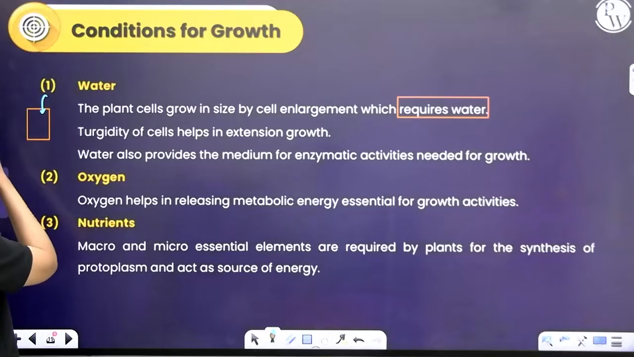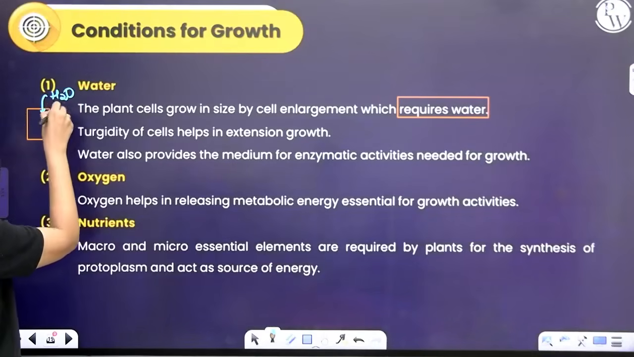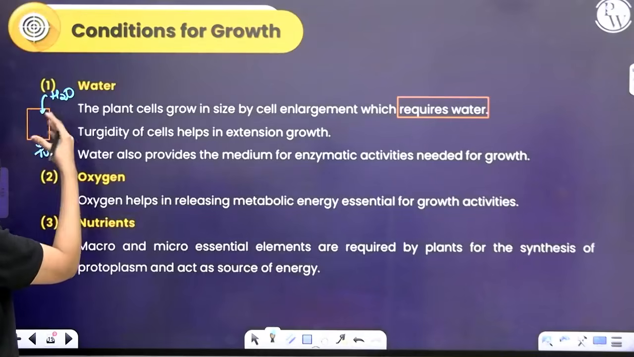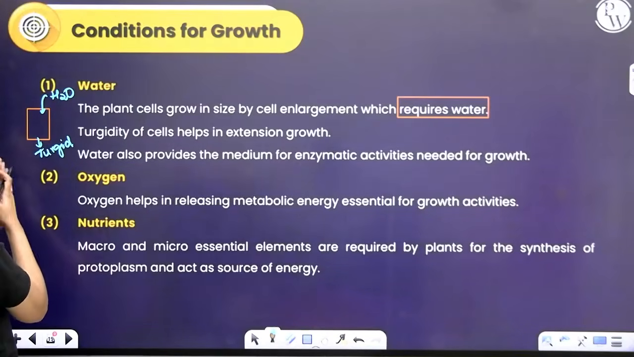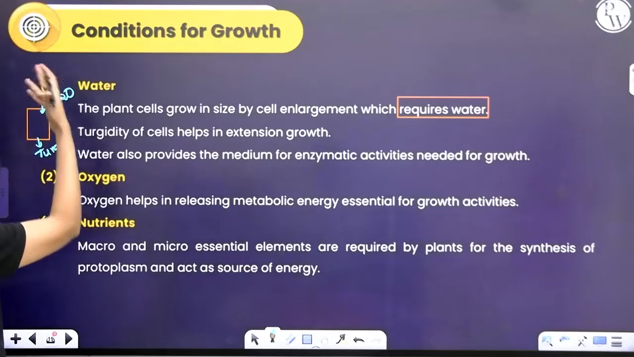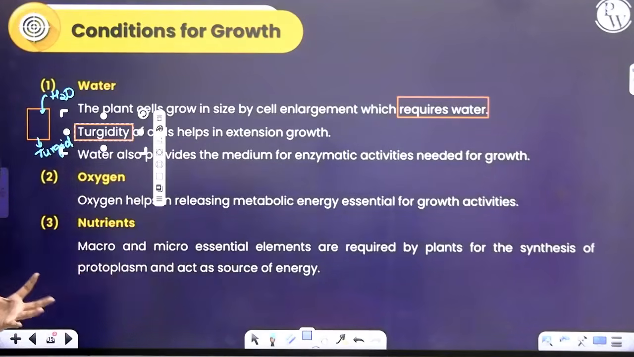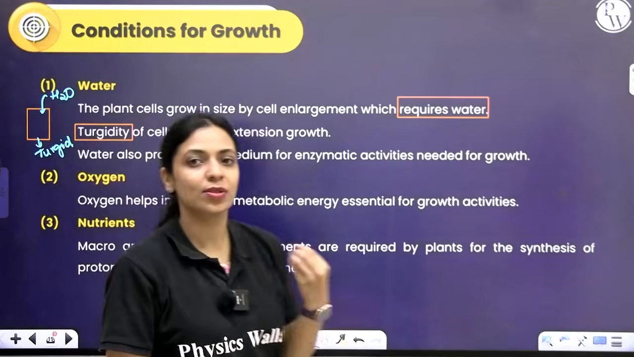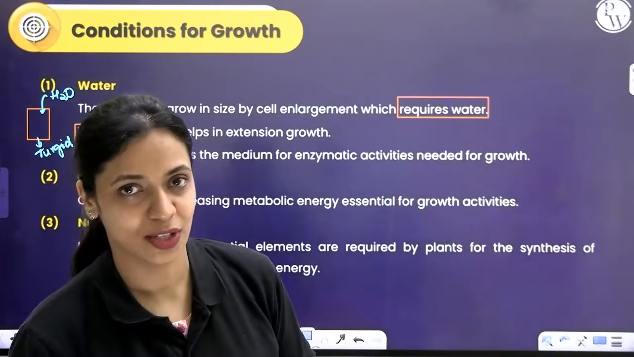Remember, plant cells have cell walls. So that is called turgidity or turgor pressure. Whenever water moves into cells, the cells will become what we call turgid. When the cell becomes turgid, it will exert a pressure on the cell wall, and that is what will help the cell to grow in size. So this turgidity is essential for growth of the cells. And since cytoplasm is mostly water, it also acts like a medium where many metabolic reactions take place.